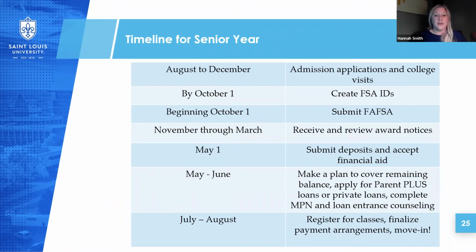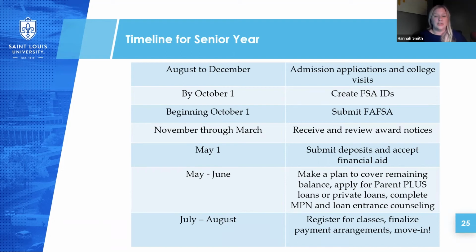By October 1st, you can create your FSA IDs so that you're prepared to sit down and file the FAFSA starting October 1 when it opens. As I mentioned, award notices, those financial aid offers, usually don't come until the start of the new year. So February and March are when you're going to start seeing those award notices roll in in earnest. And you can make a really informed decision, see your bottom line at those different institutions that you're weighing, and make your final decision by May 1st.